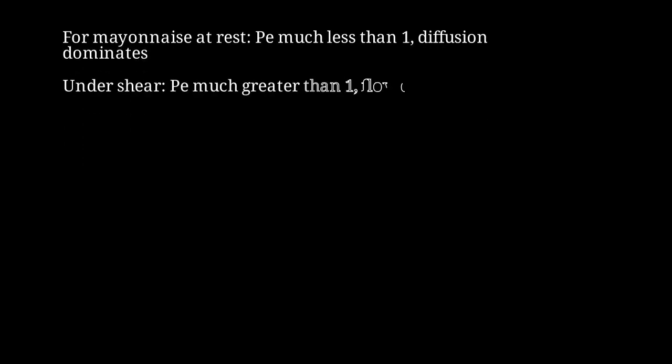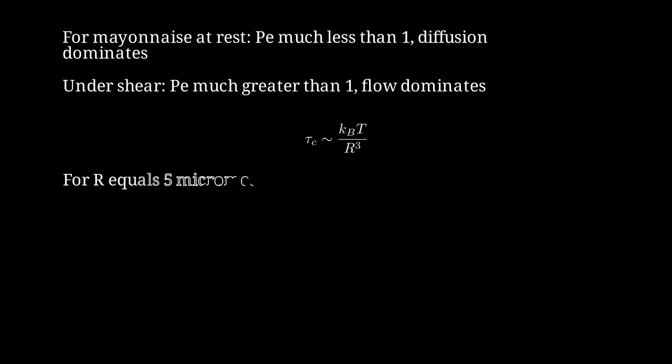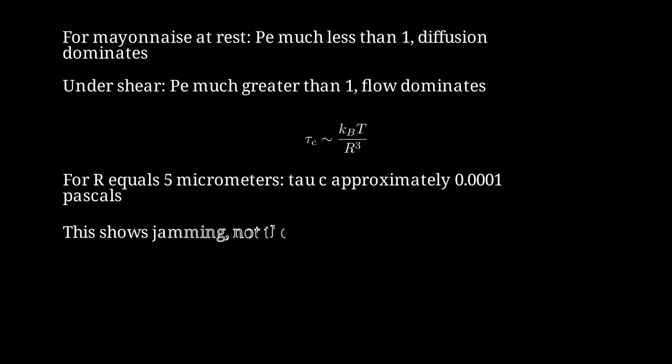Under shear stress, P becomes much greater than 1, and flow dominates over thermal motion. The characteristic stress scale is approximately k_B T divided by droplet radius cubed. For a 5 micrometer droplet at room temperature, this gives about 0.0001 pascals, much smaller than our yield stress. This huge difference confirms that mechanical jamming, not thermal fluctuations, controls mayonnaise behavior at room temperature.